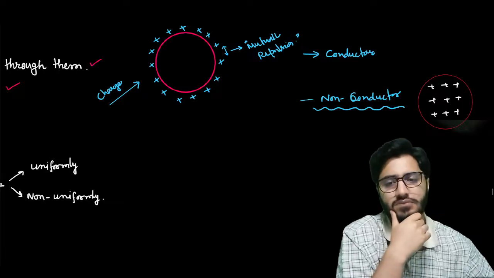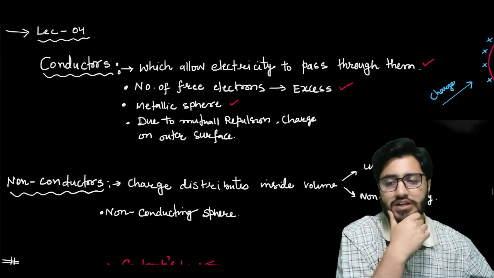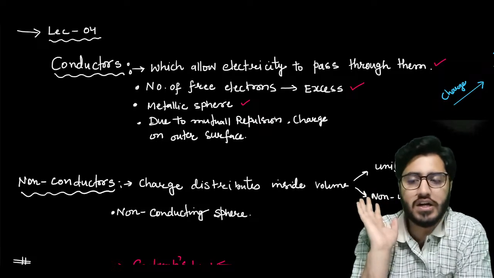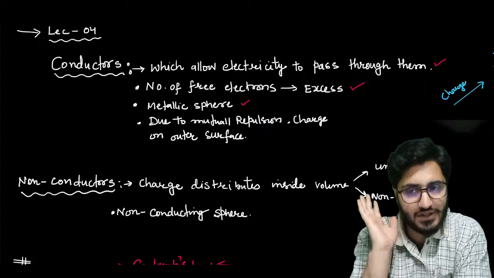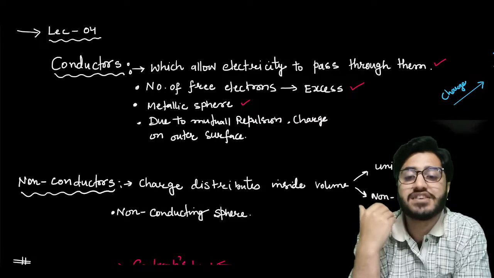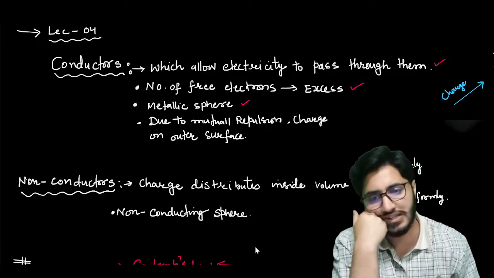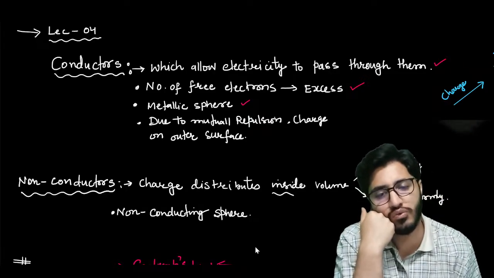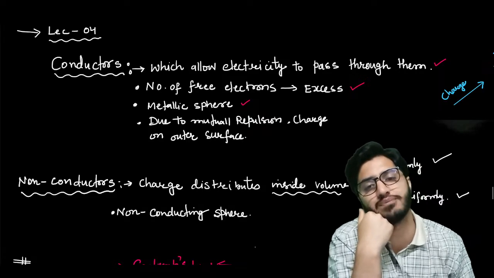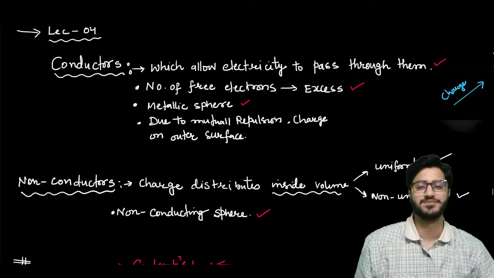Okay, so a very common and good differentiation between conductors and non-conductors is like that. In conductors, we have a lot of free electrons present, but in non-conductors, we don't have any free electrons present. In conductors, electricity passes freely, but in non-conductors, there is a restriction or resistance to the flow of electricity. Just like here, sir, charge distribution is throughout the volume. It could be uniform or non-uniform. If we talk about the example, we have non-conducting spheres.